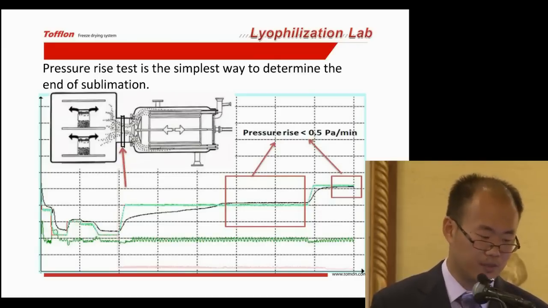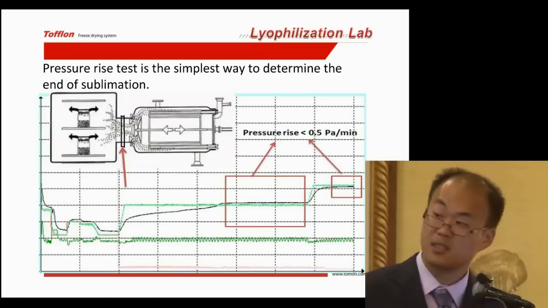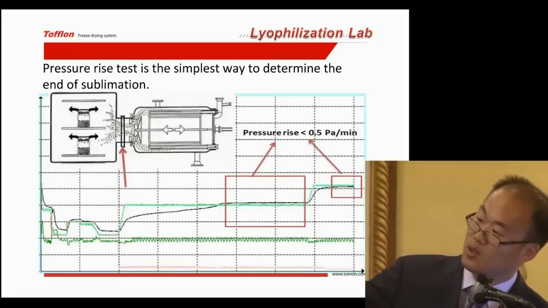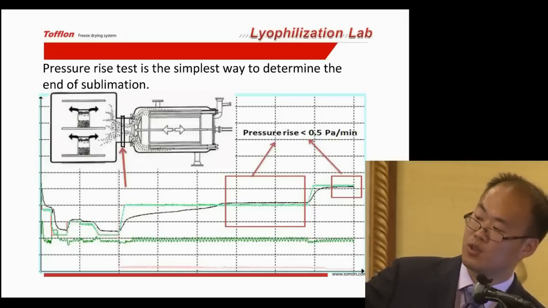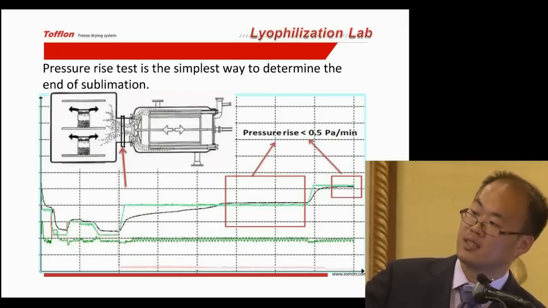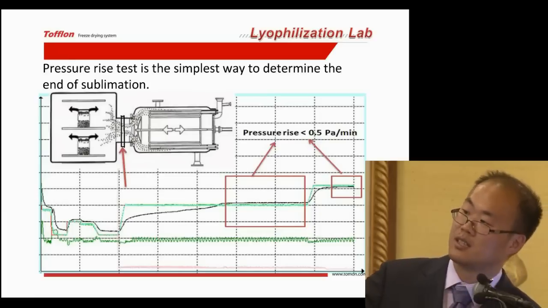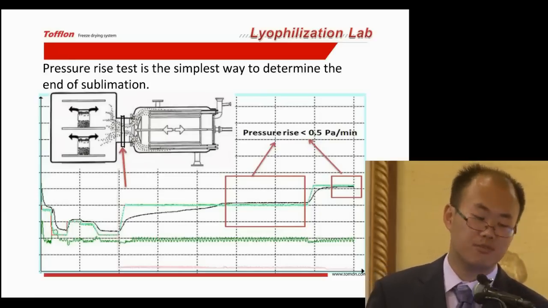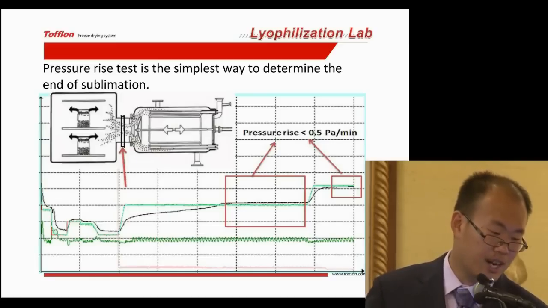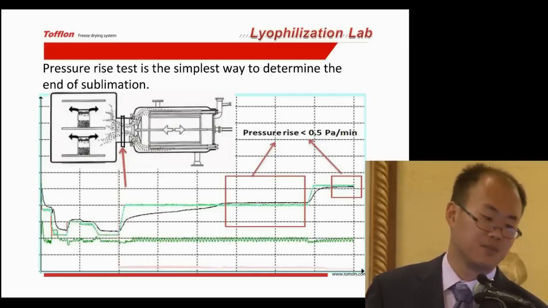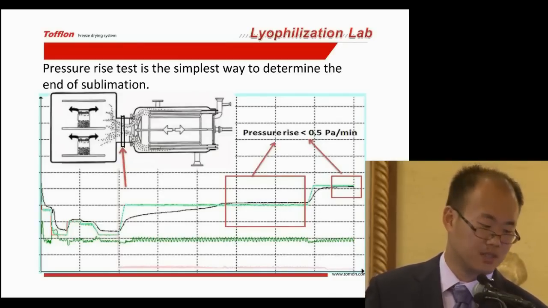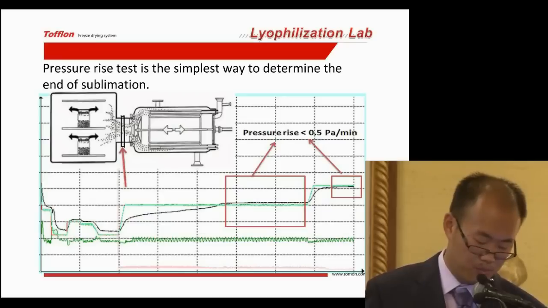It's very slowly. So just look at this right square. We think this is a freeze drying curve. At these two points, the pressure rise. If we find that the pressure rise is not higher than 0.5 Pascal per minute, we think the drying process may end. So that is pressure rise.